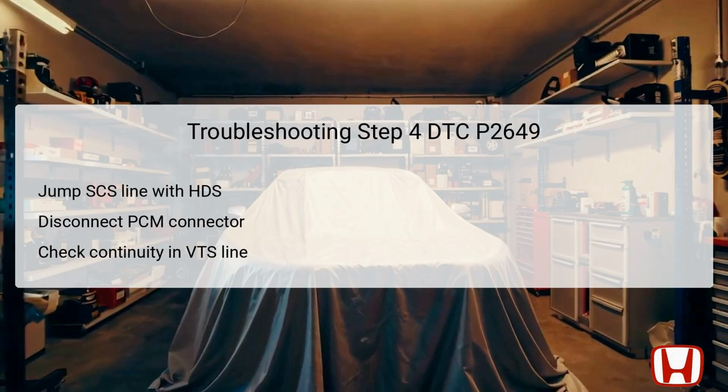After this, disconnect the PCM connector E, which houses 80 pins, to isolate the engine control module. Now proceed to check for continuity between test point 1 on the rocker arm oil control solenoid connector and test point 2 on PCM connector E at pin 65.